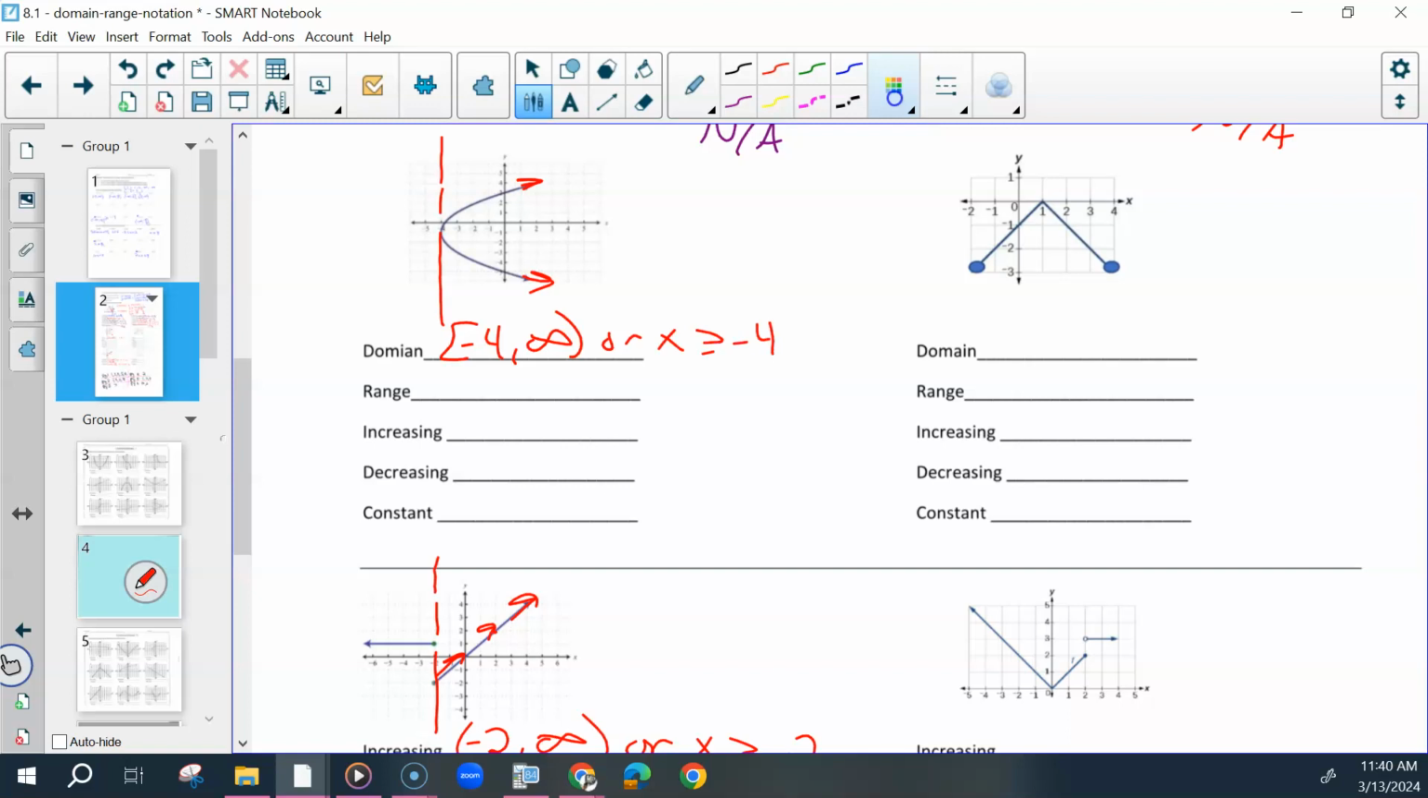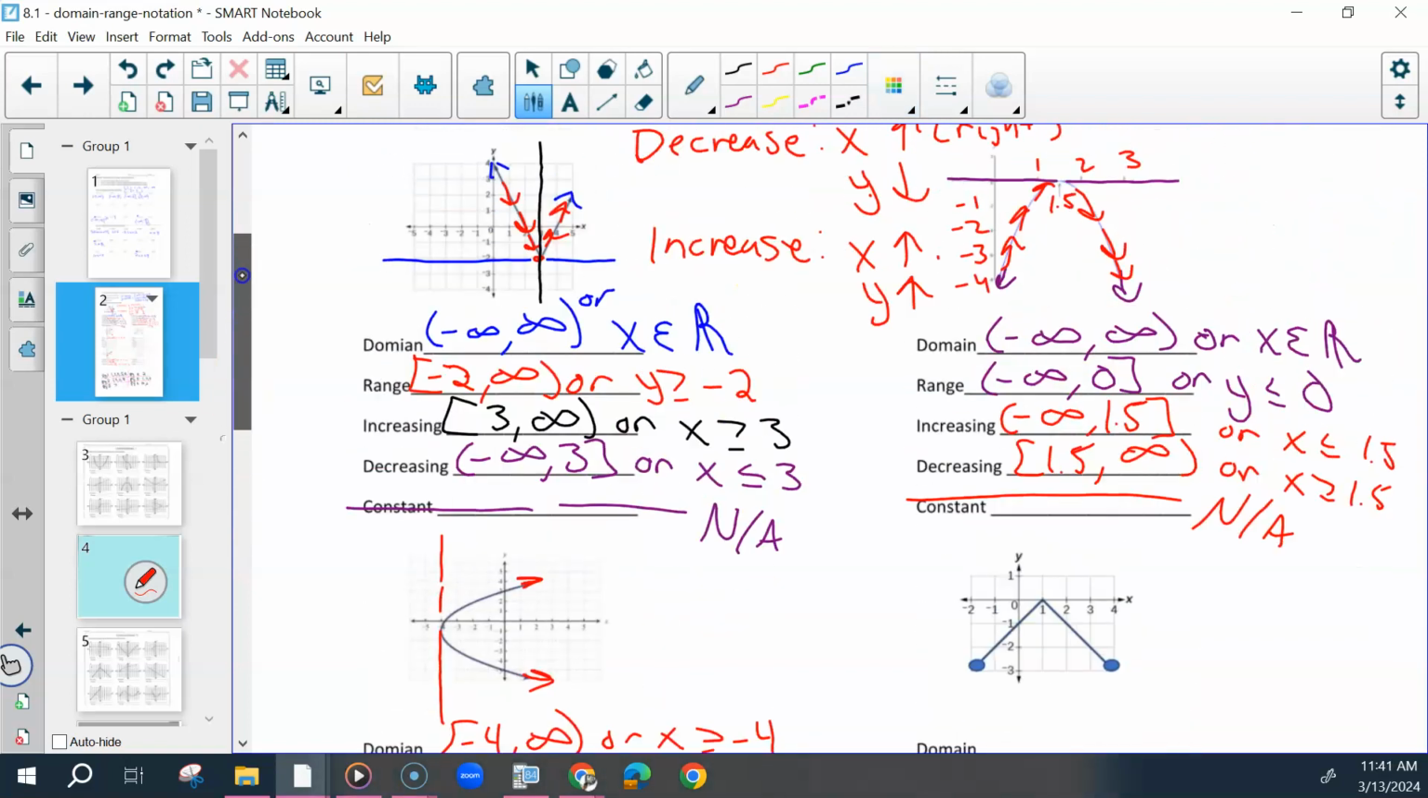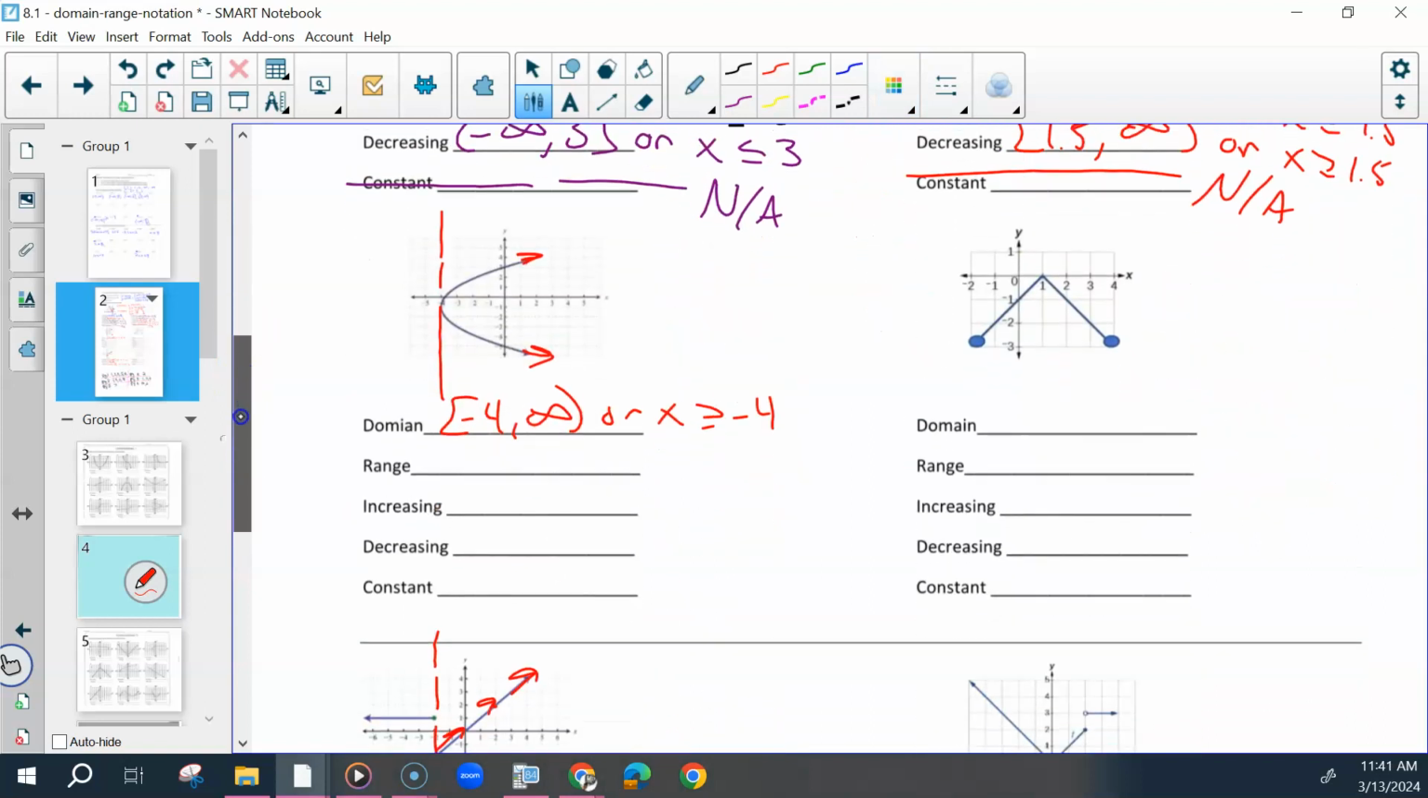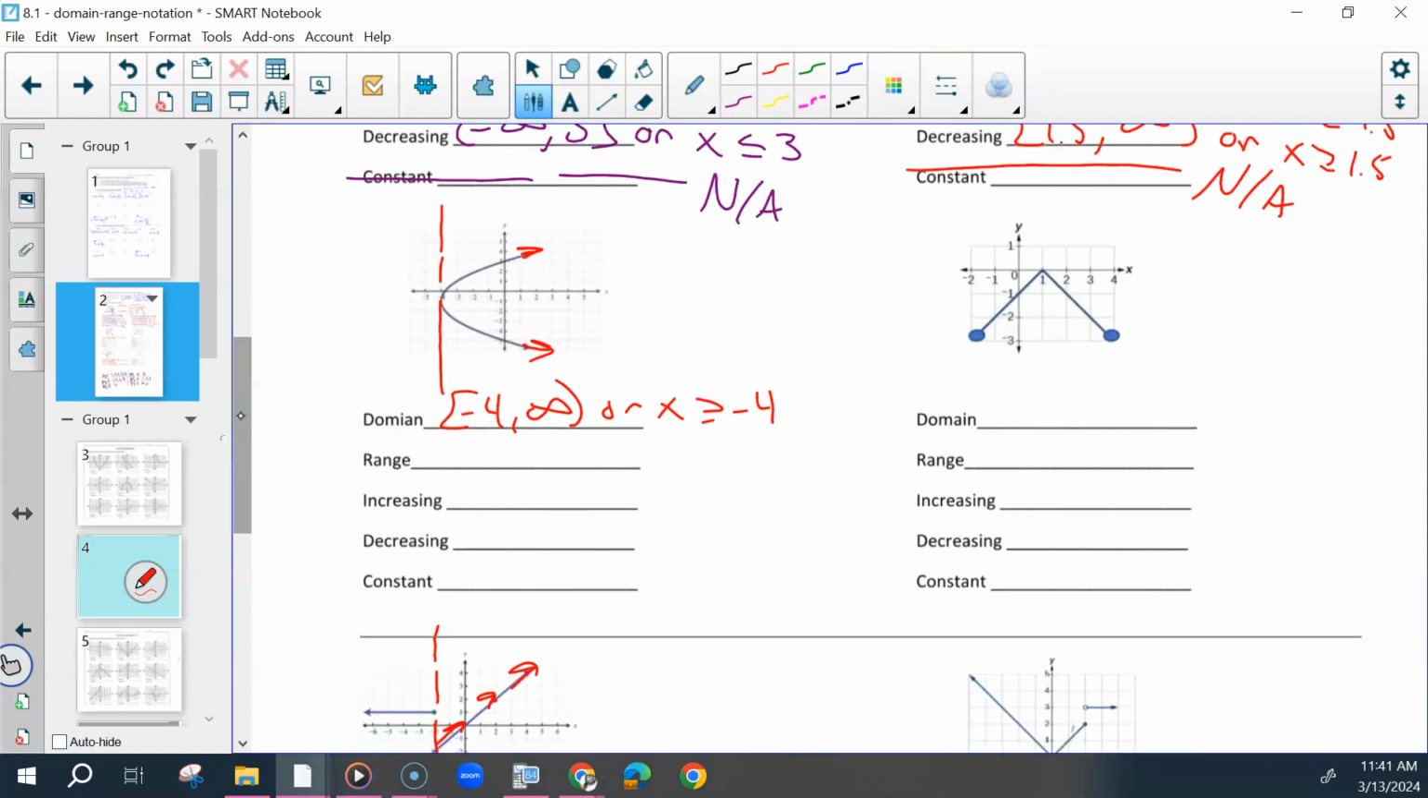Your range, so usually our functions look like this, where they're up or down, not sideways. So now if we're looking at range, this keeps going down and right. This keeps going up and right. So what's the lowest point and what's the highest point? One would be negative, one would be positive. So you would start at the negative and end at the positive. If you wrote it in set builder, make sure it's y, not x.